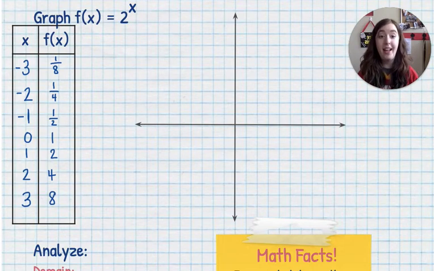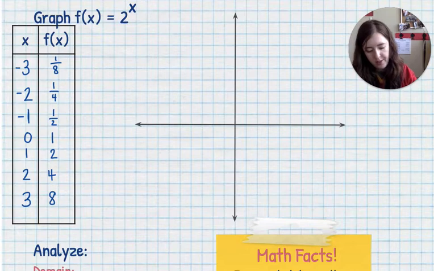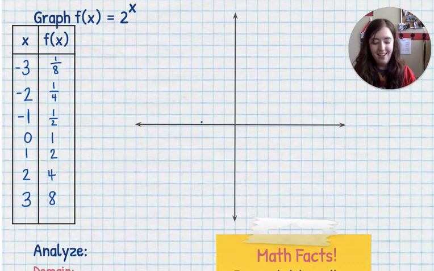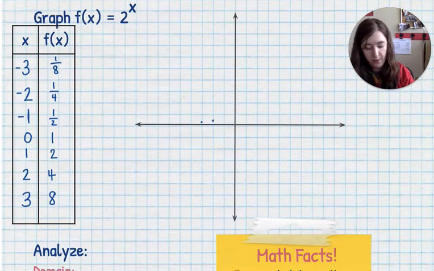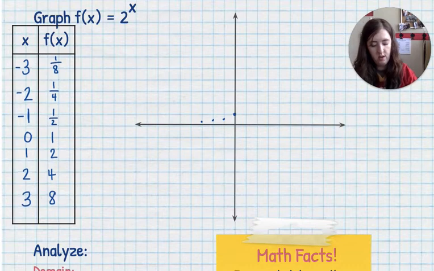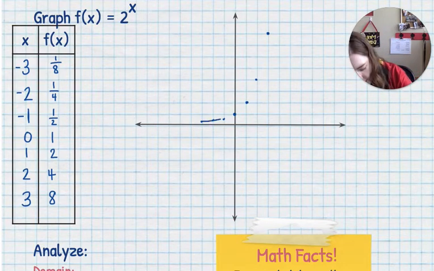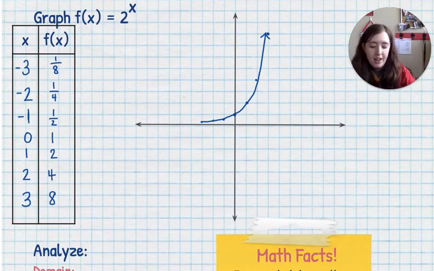And now we're going to go through and plot those points. I have a point at -3, 1/8, -2, 1/4, -1, 1/2, 0, 1, 1, 2, 2, 4, 3, 8. All right. So when we connect all of our dots to make this graph, good enough. Here's what you might notice.